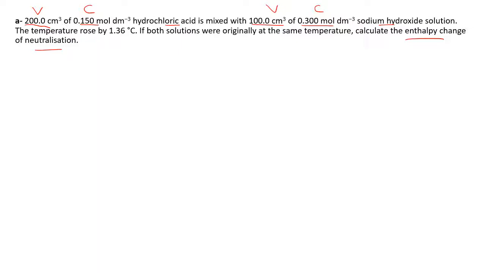First of all, I have to return to the formula that I should use, which is delta H. Delta H is equal to minus Q over n. Why is it minus here? Because it is neutralization, so it's an exothermic reaction. For combustion and neutralization reactions, it is negative. It should be negative by default because it is an exothermic reaction.